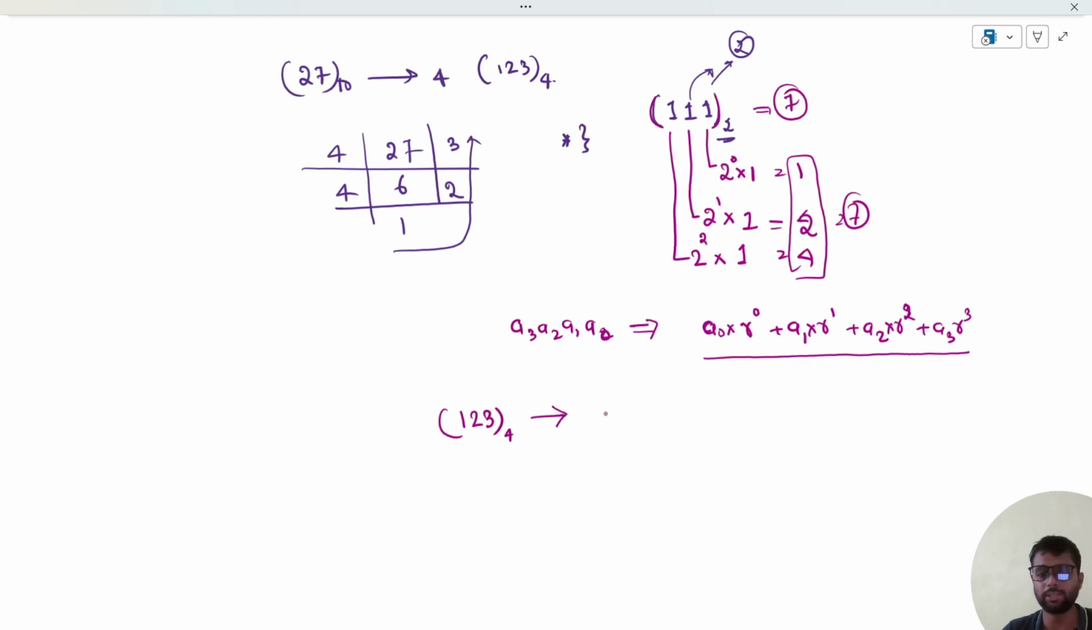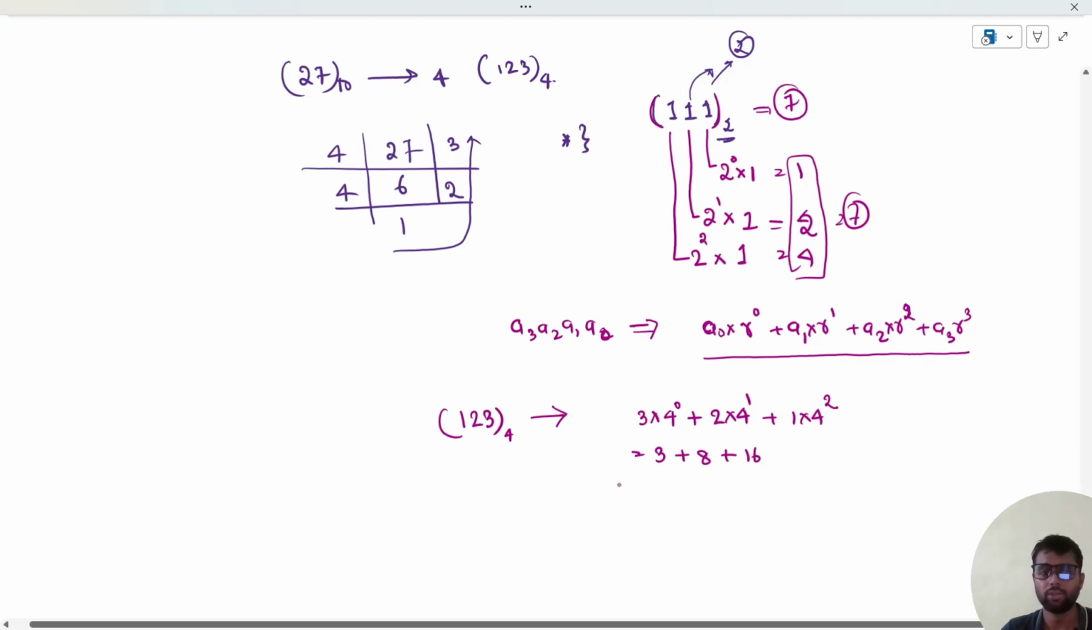If we want to convert it into decimal, what will we do? We have 3 into 4 raised to the power 0 plus 2 into 4 raised to the power 1 plus 1 into 4 raised to the power 2. This is nothing but 3, this is nothing but 8, and this is 16. So you add, you get what? 24 plus 3, 27. This is what we have converted: 27 base 10 to the number system with base 4, that is 123.